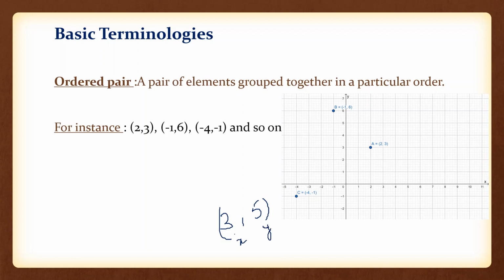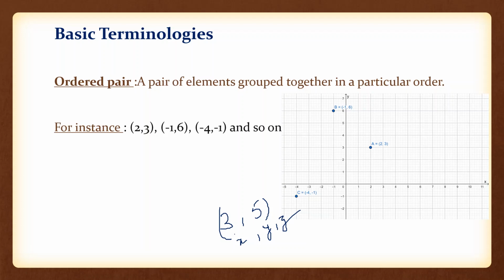This is two dimension. If we have three dimension, then we'll add z also. So x followed by y followed by z. This x, y, z is called an ordered triplet, and when there are two, then we say it is an ordered pair. For instance, here (2, 3).